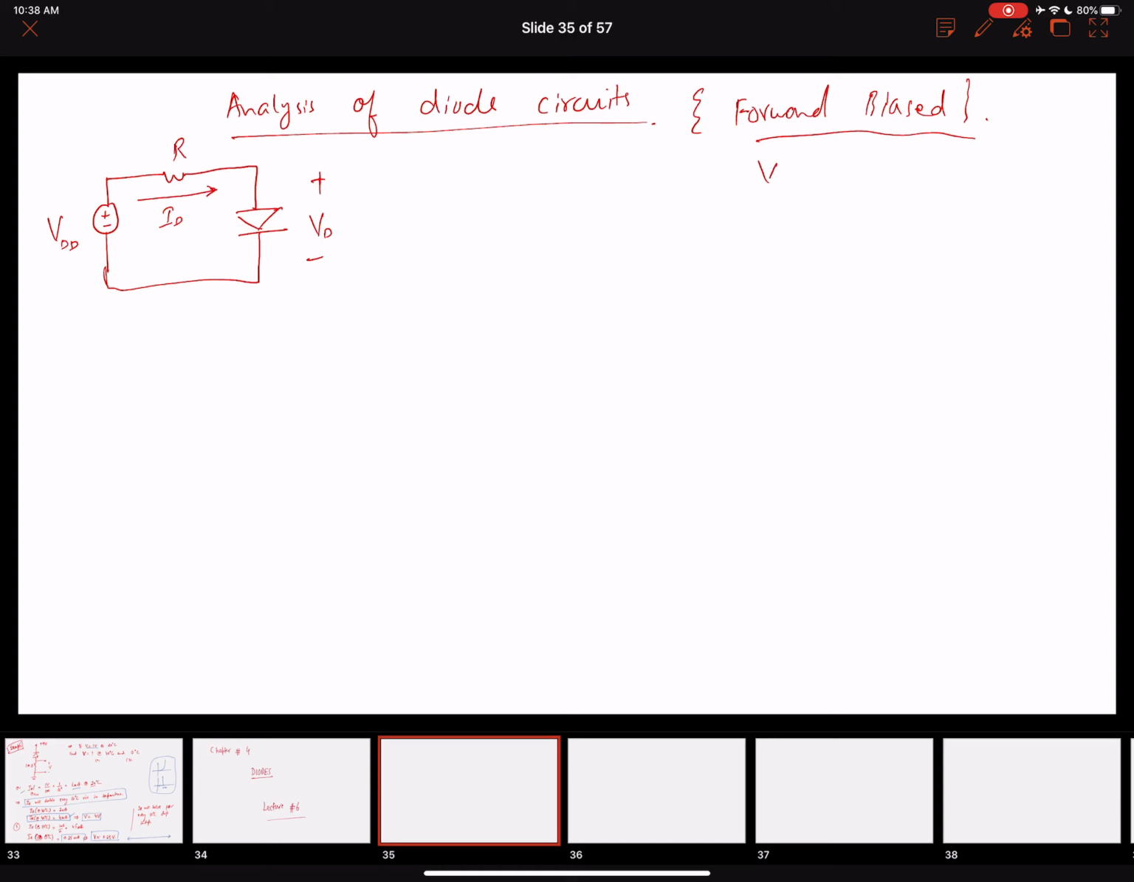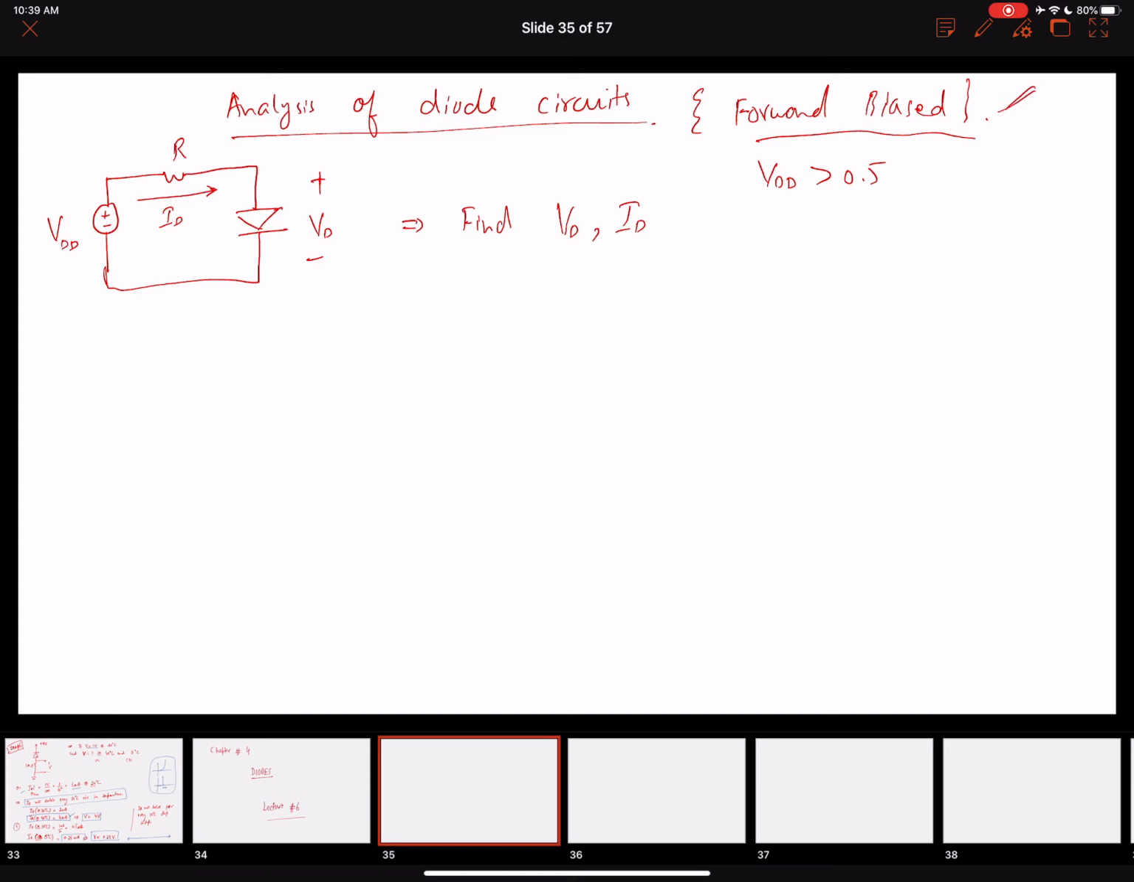So this means that at least my VDD should be greater than 0.5 volts. If you remember, 0.5 volt was the voltage at which the diode will start to conduct, and then we had a threshold voltage at which it is fully conducting, and that is the voltage that appears across the diode. Okay, so for example, what we want to do in the circuit is find the potential drop across the diode and the current flowing through the circuit, right? So we want to find VD and ID.